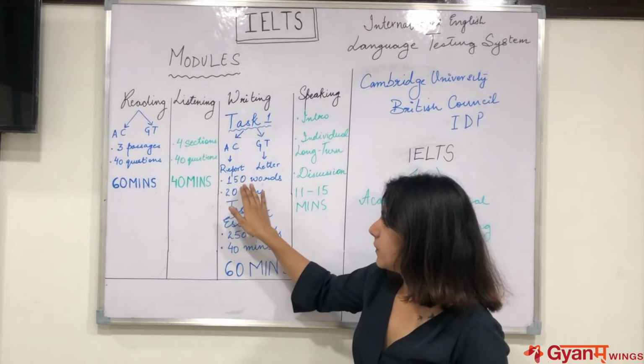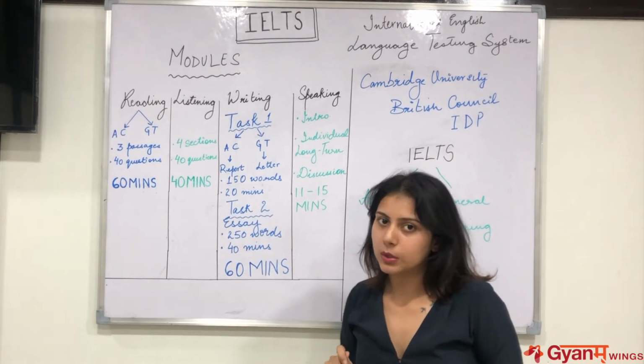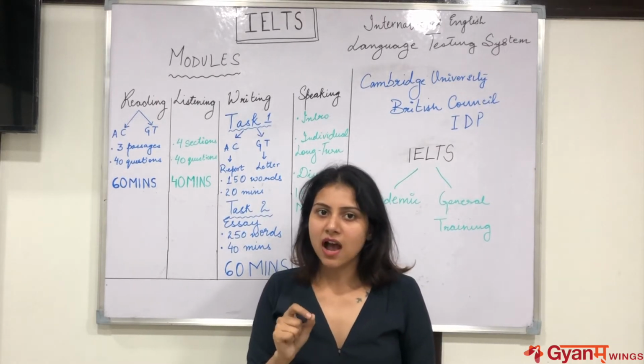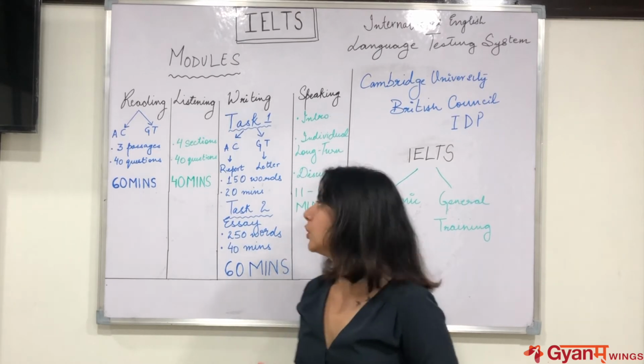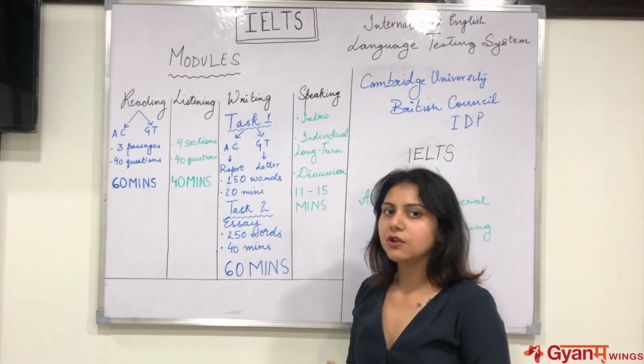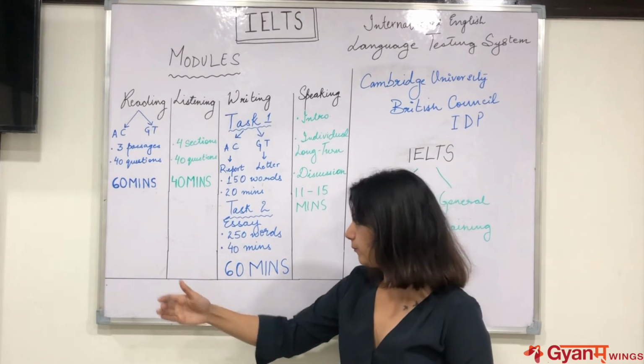Both the tasks have a minimum word limit of 150 words, which means that if you write fewer than 150 words, you will be penalized for it. However, know that there is no upper limit, so you can write as many words as you want.